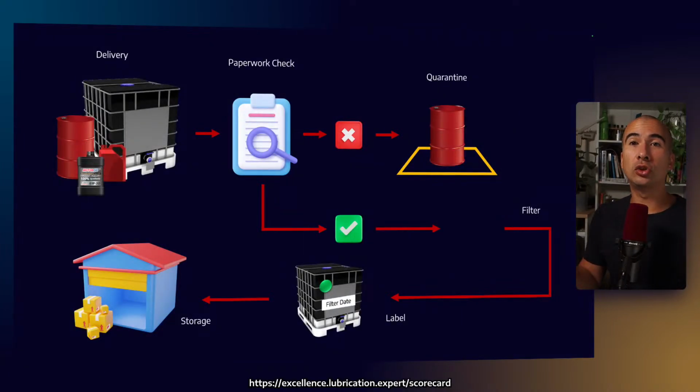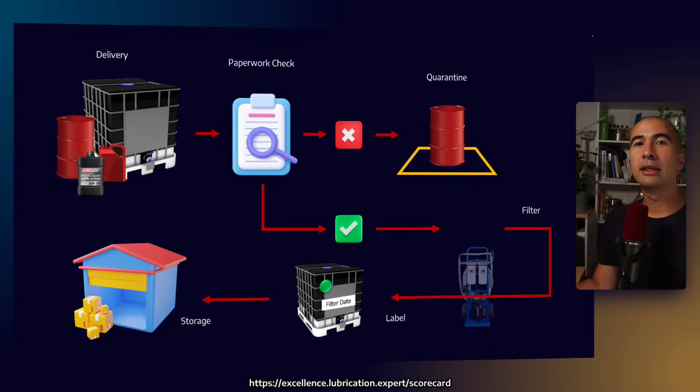All right, so when we store and handle lubricants, we have to take delivery of lubricants from our supplier. The first thing that we want to do is a paperwork check. We want to check that what turned up on site is what we ordered. You'd be surprised at how common it is for the incorrect product to turn up. If the incorrect product turns up or the paperwork doesn't check out, we need to put our product into a quarantine area, make sure that no one is going to use that on site. If the paperwork checks out, then we can receive it.